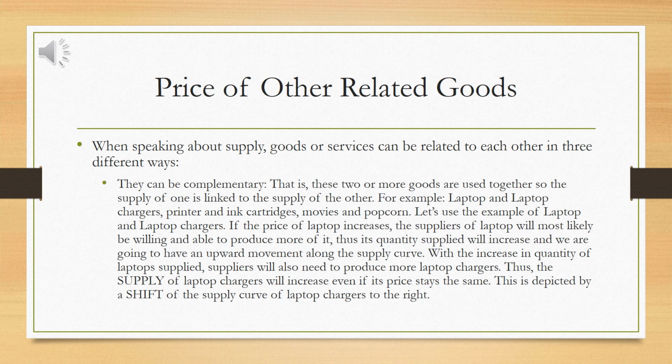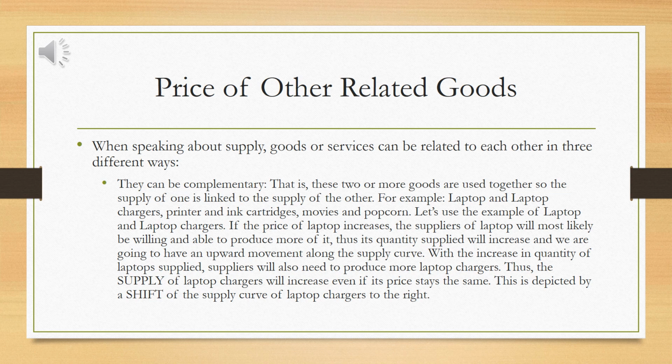They can also be complementary. That is, these 2 or more goods are used together, so the supply of one is linked to the supply of the other. For example, laptop and laptop chargers, printer and ink cartridges, movies and popcorn. Let's use the example of laptop and laptop chargers.